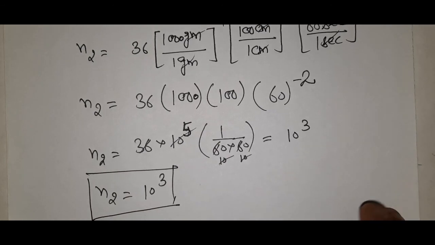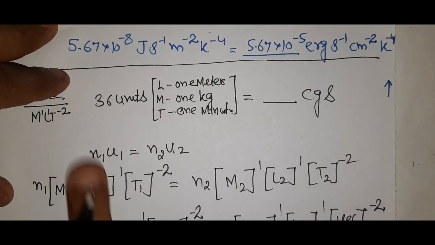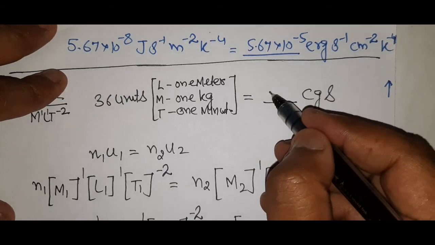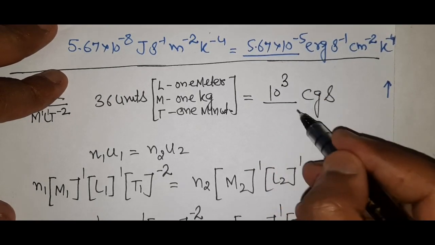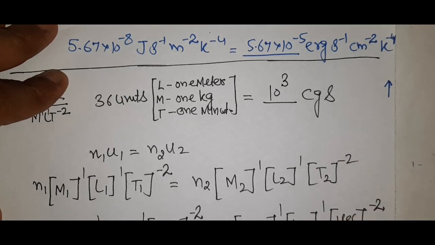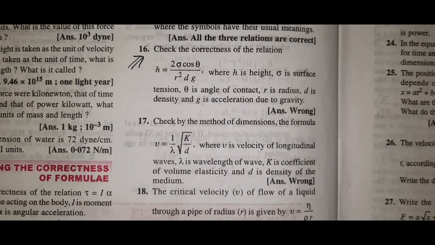So how will you write the answer? This 36 units in the given system is equal to 10 to the power 3 in CGS. Hope it's clear. One more problem.